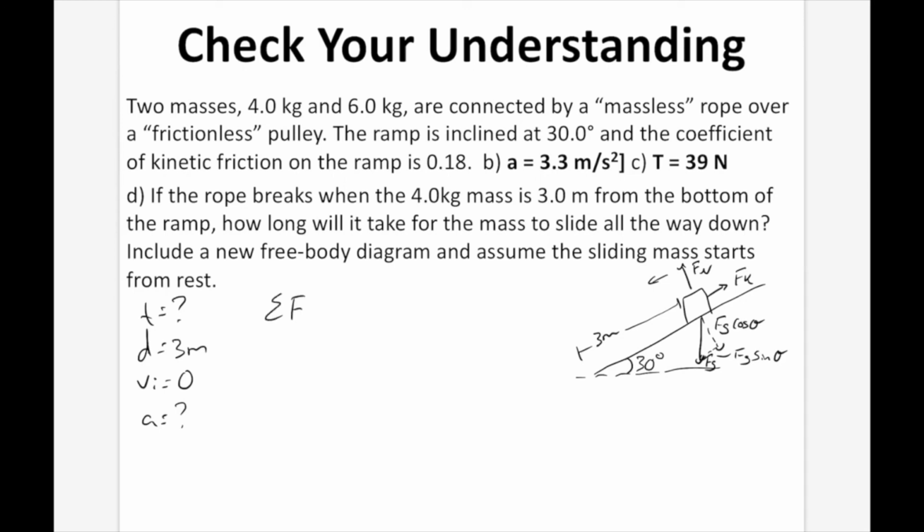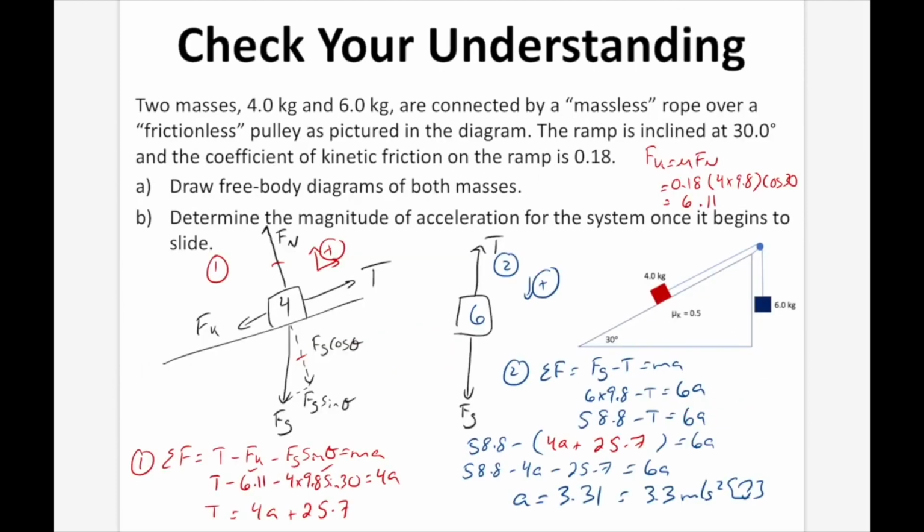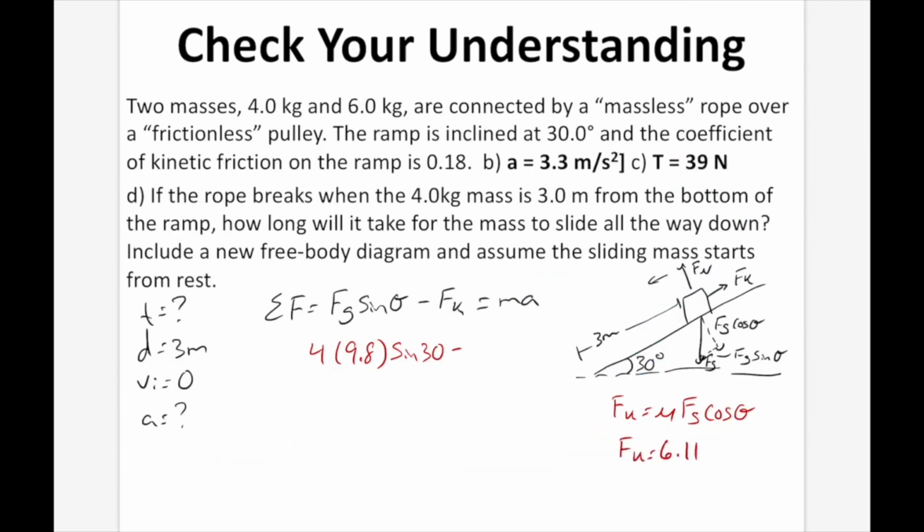The sum of the forces acting on the object as it starts to slide down are going to be the force going down the ramp, which is this Fg sine theta, and that's going to be counteracted by the Fk going up the ramp because the Fk is opposing motion. And we're going to say that's going to equal ma. Fg is going to equal mg. We know the mass of the block is 4 kilograms, times 9.8 times sine 30, minus Fk. Fk is going to be the same number we found in the previous example. Just because the mass is now sliding down the ramp doesn't mean that the Fk changes. Fk is still going to equal mu times Fg cos theta, and we found that number out to be 6.11. So Fk is still going to equal 6.11. So minus 6.11 equals 4a.